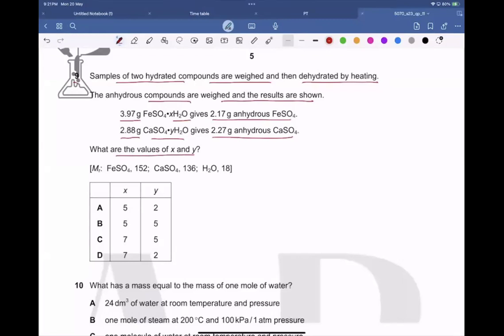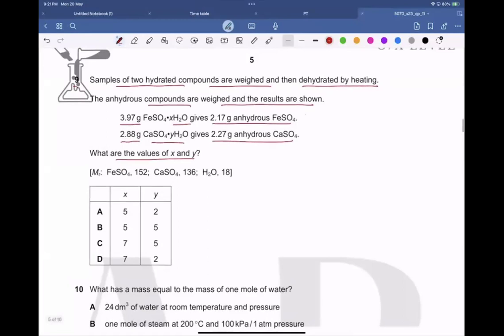So calculate the mass of X, the mass of water. How can you calculate the mass of water by subtracting the two values? So 3.97 minus 2.17. And over here, the mass of water is 2.88 minus 2.27. Can anyone calculate and tell me the answers, please?